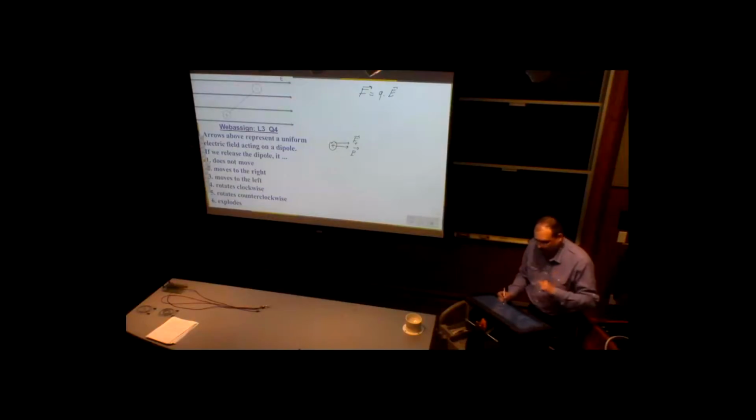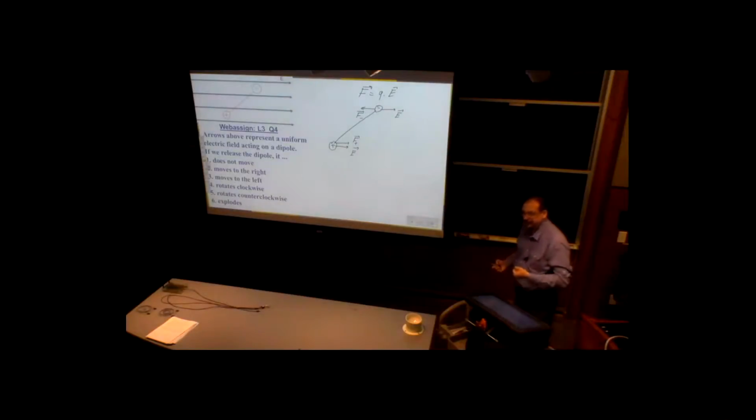For the negative charge, they point opposite to each other. So the electric field points to the right. It's the same everywhere, uniform electric field. That should generate a force directed to the left. Now we're adding something which holds them together, a rod, a fixture, and release them. And what should happen?